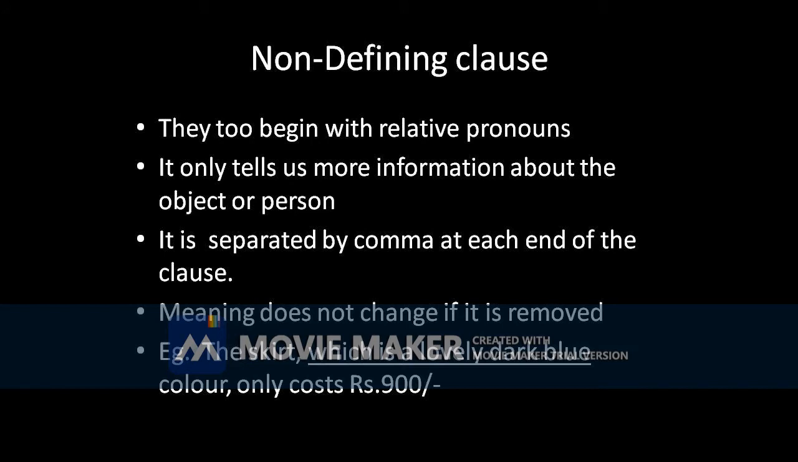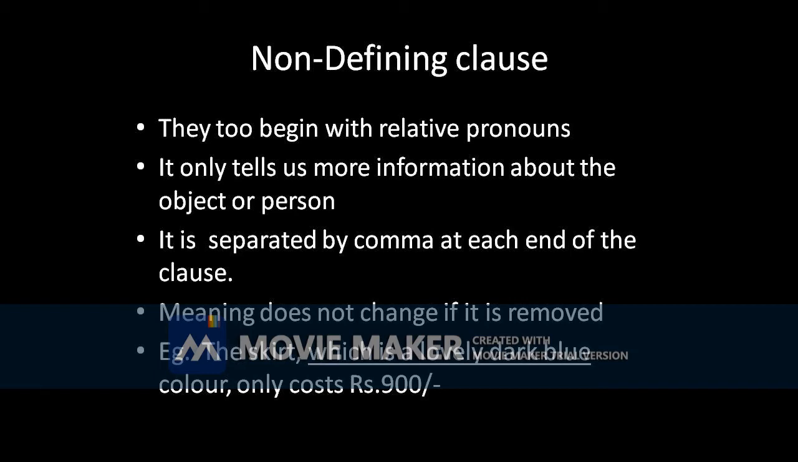Now let us learn about the non-defining clauses. These non-defining clauses also begin with the relative pronoun, and they only tell us more information about the object or person. It is separated by a comma at each end of the clause, and the meaning does not change if it is removed. So what do these non-defining clauses tell us? They tell some extra information or more information about the person or the object we are talking about.